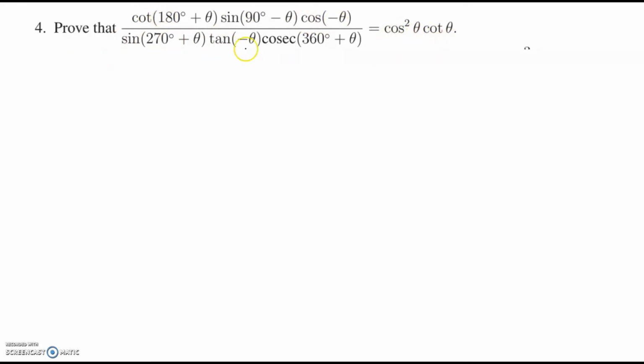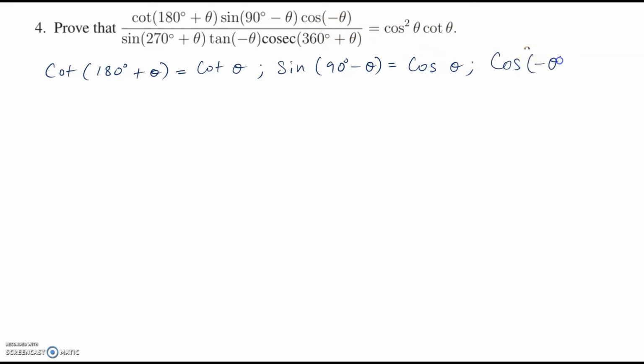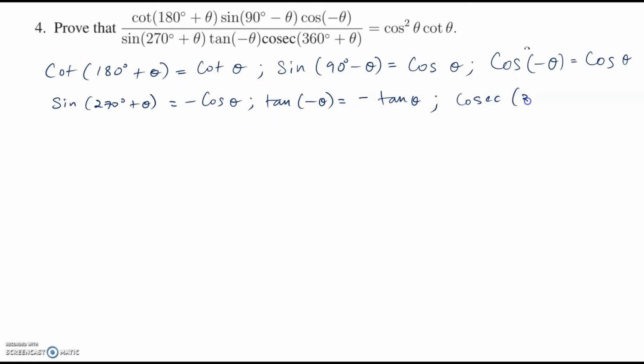So let's break all of these into their theta form. Cot(180° + θ) is nothing but cot θ. Then sin(90° − θ) will be equal to cos θ, and cos(−θ) will be equal to cos θ. Then the denominators: sin(270° + θ) is equal to −cos θ, and tan(−θ) will be equal to −tan θ, and cosec(360° + θ) will be equal to cosec θ.